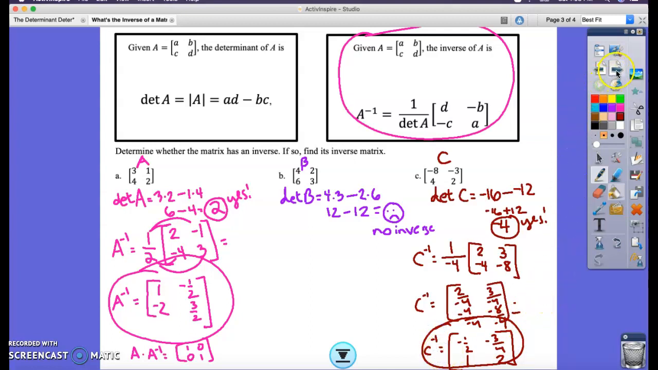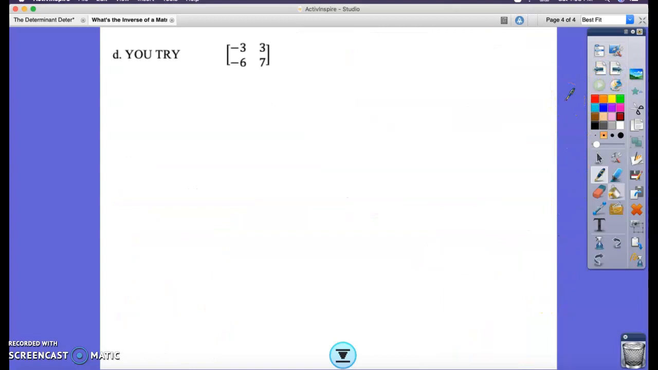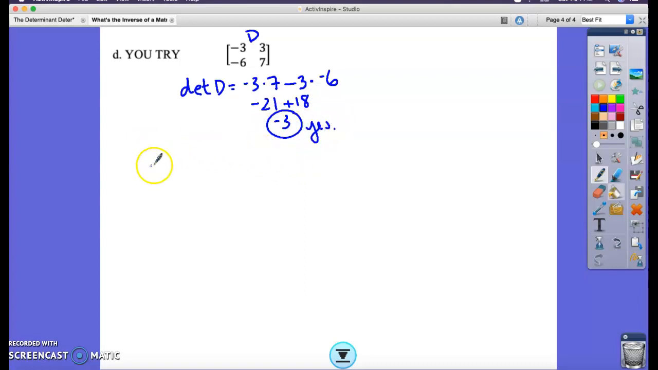All right, there's one more for you to try. I'd love you to try this without me going over it, and press pause now and try it. I'm going to quickly go through the answer just to show you. So press pause so you're not doing this. Let's call him D. Negative 3 and 7 are my first diagonal. Difference for determinant. So this becomes negative 21 plus 18, which is negative 3, which means, yes, I have an inverse. So keep going.